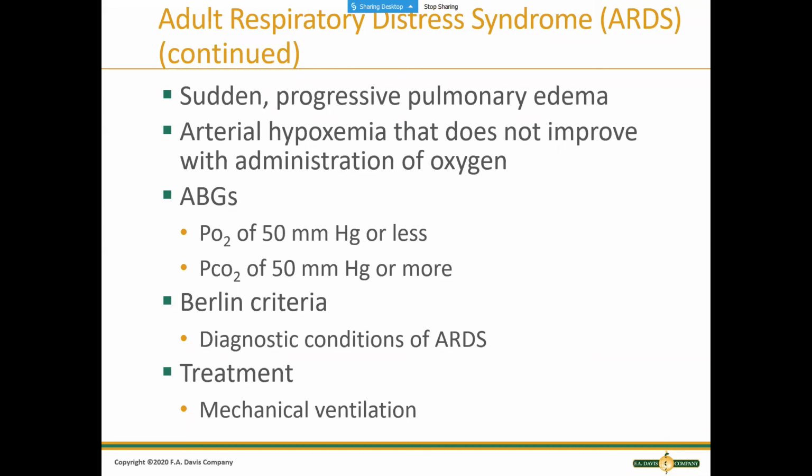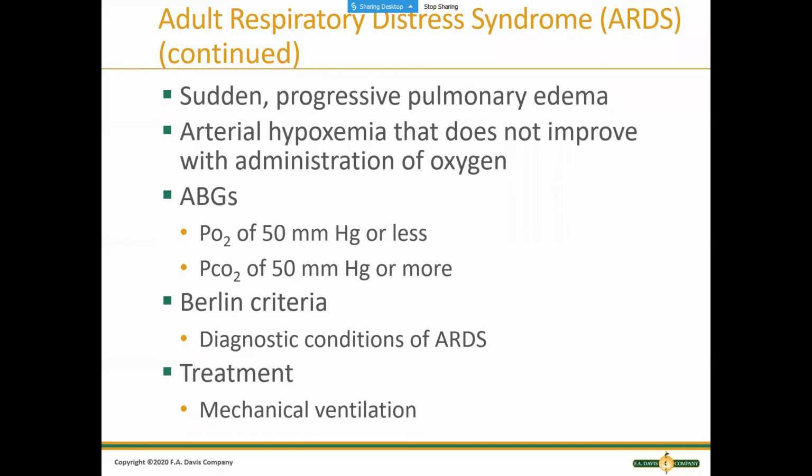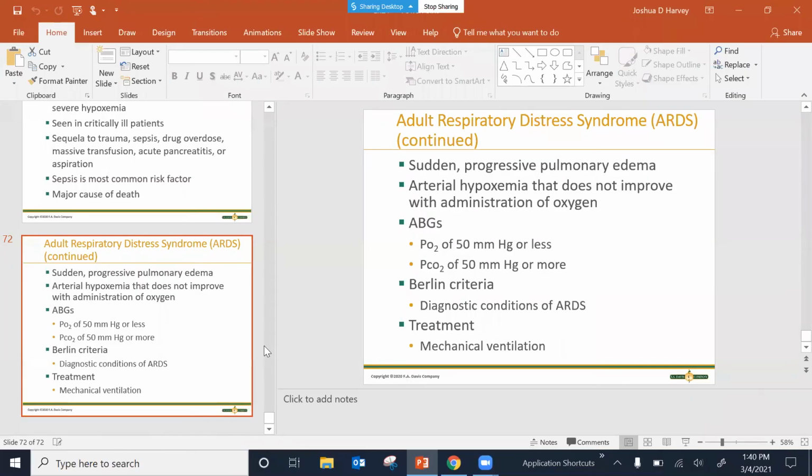These guys will be in the 50-50 club. That means their PO2 is 50 or less, and their CO2 is 50 or higher. So their oxygen is dropping, and they're retaining carbon dioxide. So that's the very last 2 slides of the PowerPoint for chapter 21.